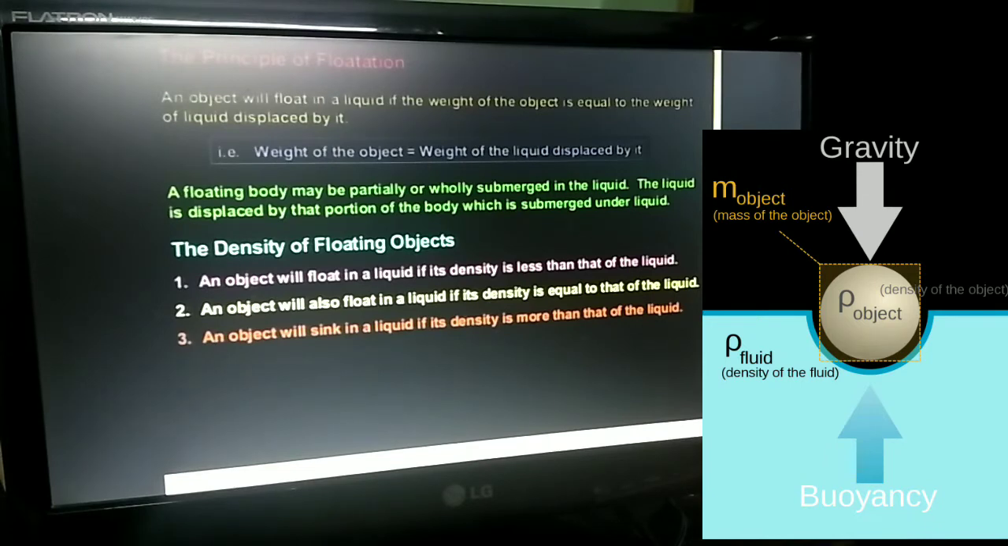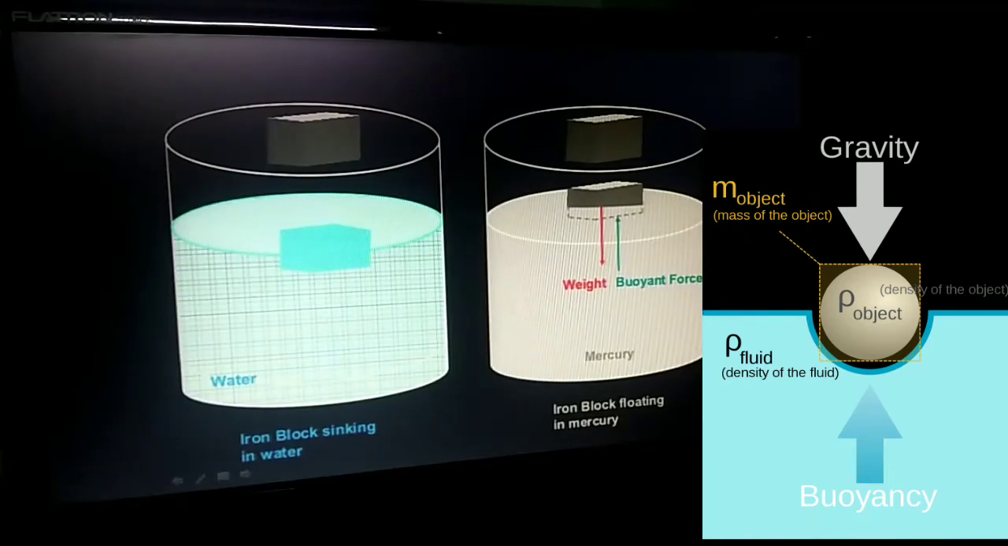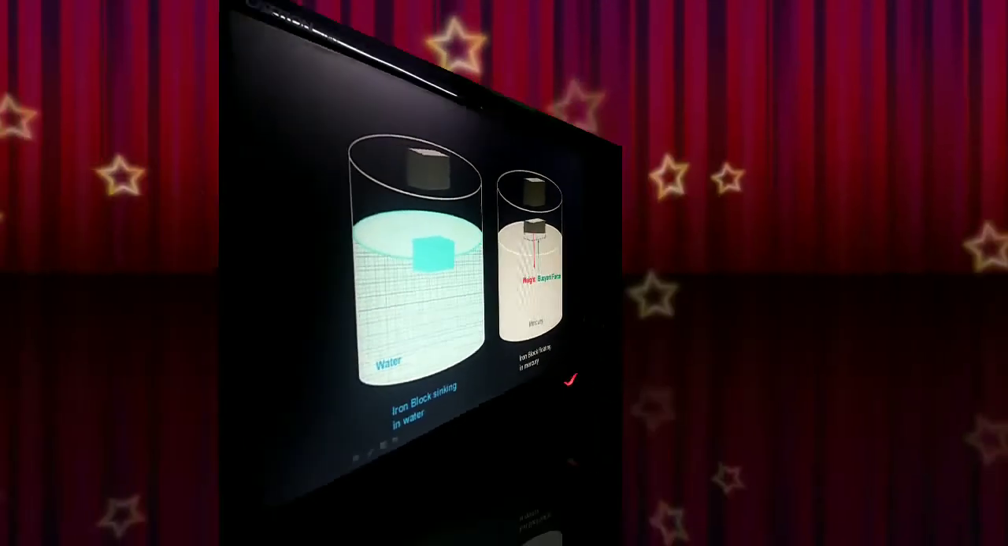The density of floating objects. An object will float in a liquid if its density is less than that of the liquid. An object will also float in a liquid if its density is equal to that of the liquid. An object will sink in a liquid if its density is more than that of the liquid. In the first diagram, iron block sinking in water. In the second case, iron block floating in mercury.